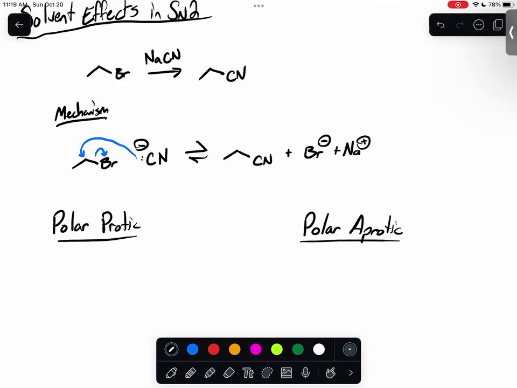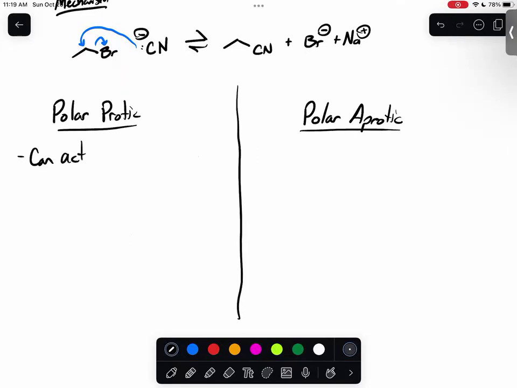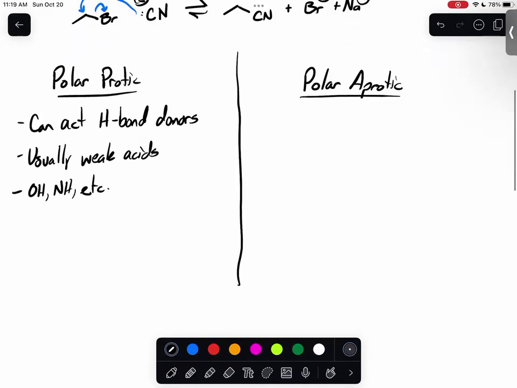Polar protic solvents can act as hydrogen bond donors. What that should tell you is these are usually molecules that have a heteroatom such as oxygen, nitrogen, or fluorine connected to a hydrogen. So these are also usually weak acids. Like I said before, it's things that have that OH, NH, FH, etc. Some examples of these would include water, a very good hydrogen bond donor.